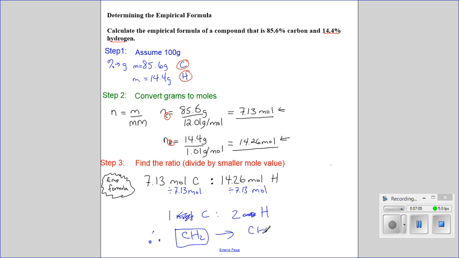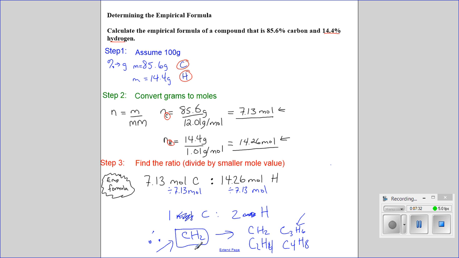Now let's think of some possible molecular formulas for this. Well, it could be CH2. That's one possibility. Molecular formula is the actual amount. Remember, empirical formula is the lowest ratio. Well, it also could be C2H4, or C3H6, or C4H8. What do these all share in common? Well, they all have the ratio of CH2. These are the molecular formulas, and this is the empirical formula.